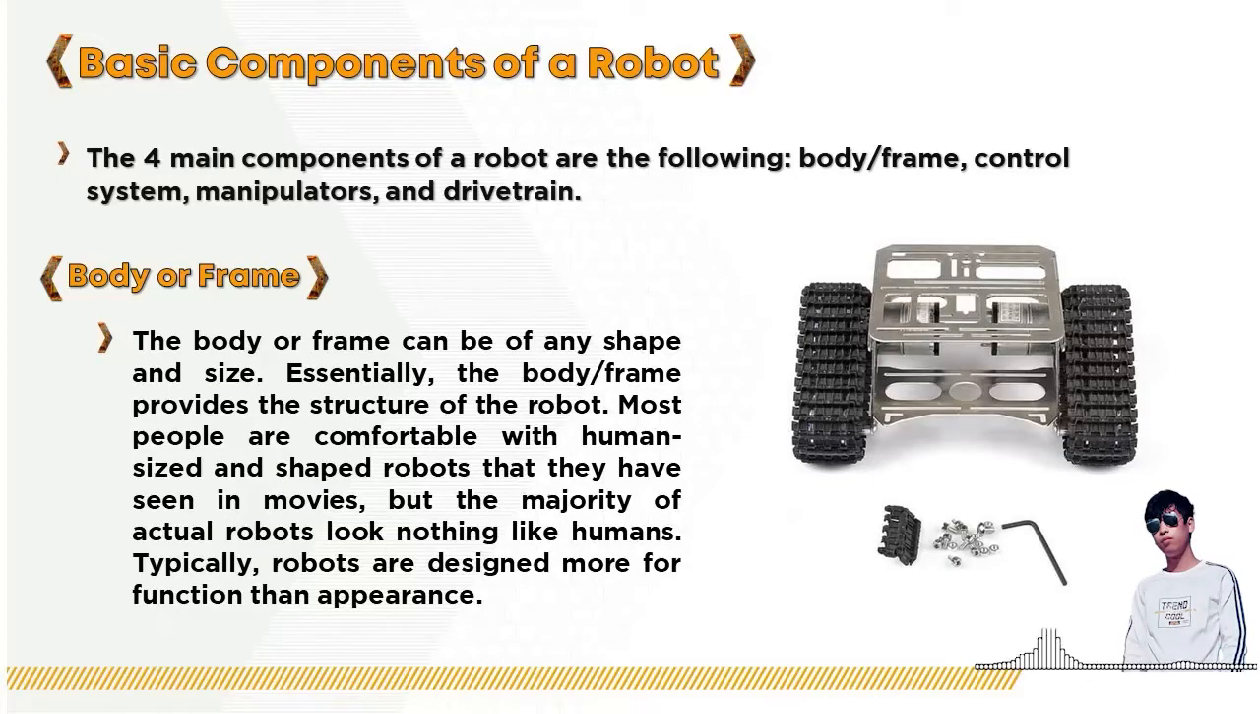So we will proceed to the next topic, which is about the basic components of a robot. The four main components of a robot are the following: body, control system, manipulators, and drivetrain. First is the body or the frame. The body or frame can be of any shape and size. Essentially, the body or frame provides the structure of the robot.